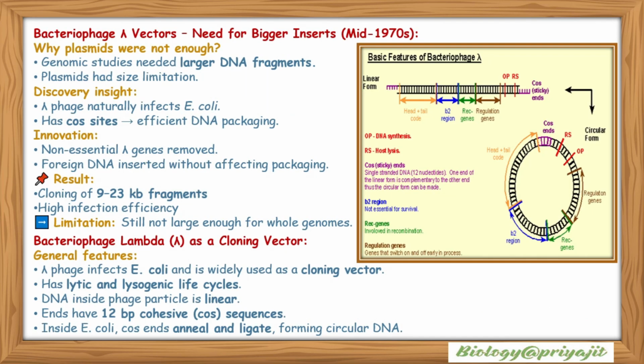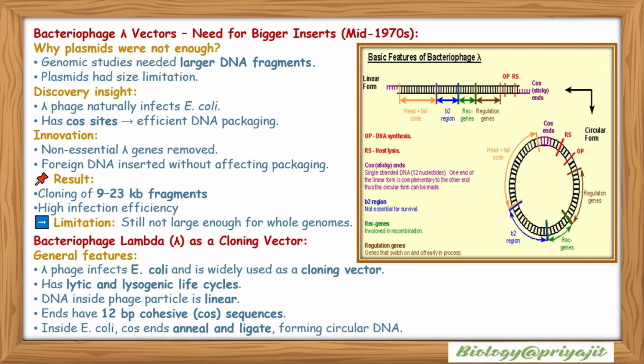Now we should go for bacteriophage lambda, needed for bigger inserts. It was developed in the mid 1970s. Why were plasmids not enough? Genomic studies needed larger DNA fragments, so plasmids had a size limitation.